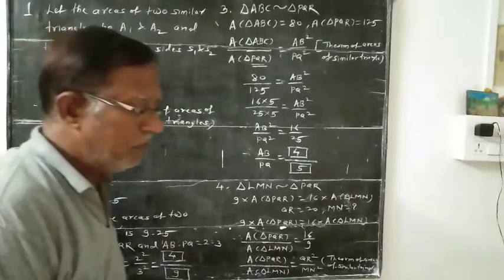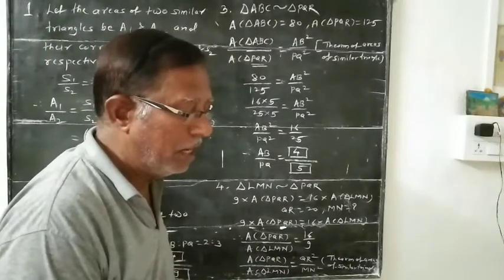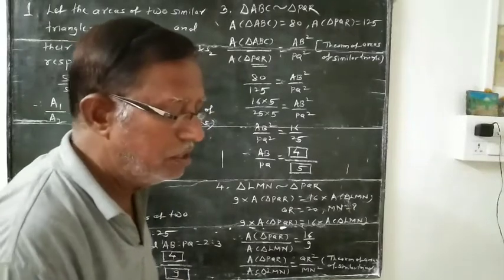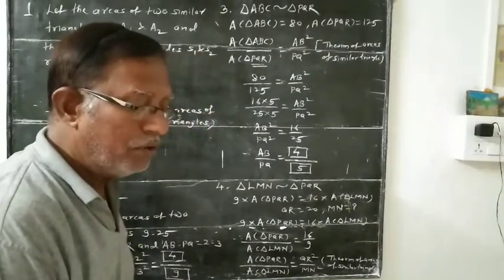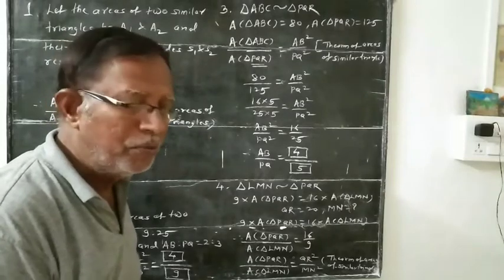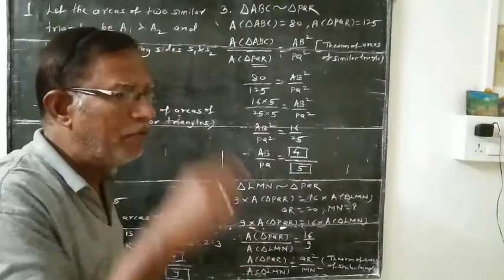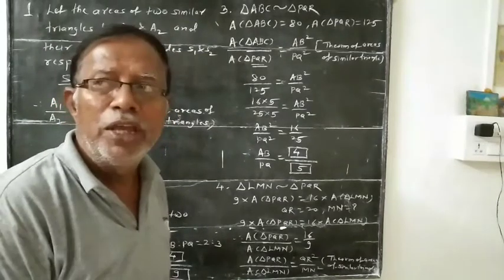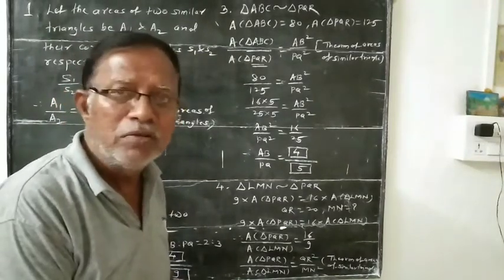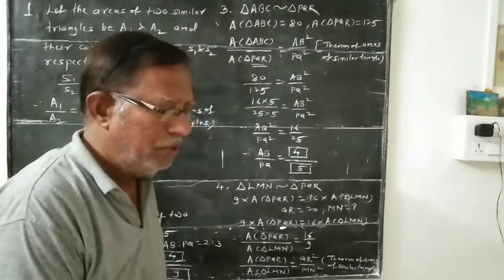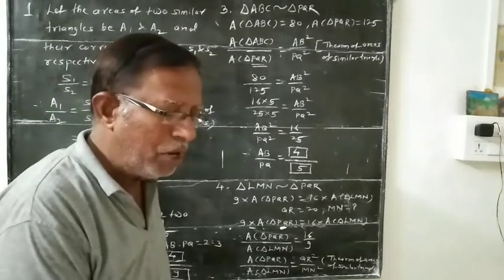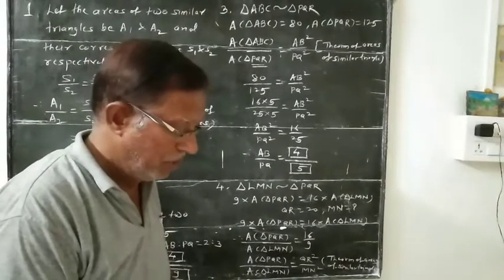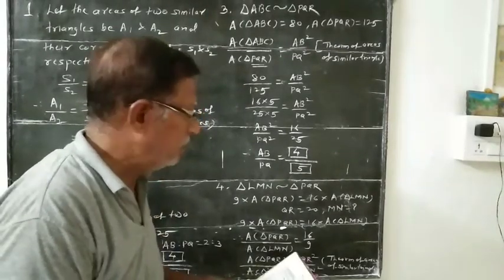In the last period, we learned the theorem of areas of similar triangles. When two triangles are similar, the ratio of areas of those triangles is equal to the ratio of the squares of their corresponding sides. Suppose triangle ABC is similar to triangle PQR. Then area of triangle ABC upon area of triangle PQR is equal to AB square upon PQ square, equal to BC square upon QR square, equal to AC square upon PR square. That theorem we proved in the last period.